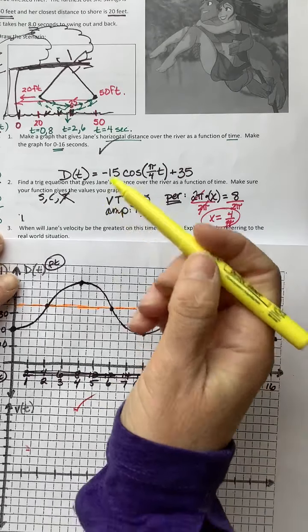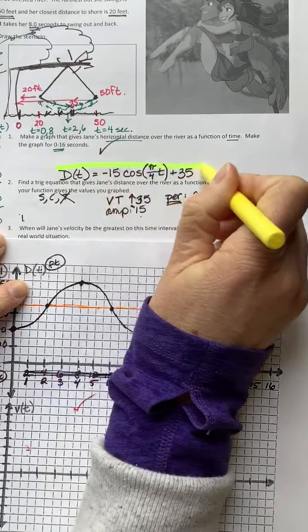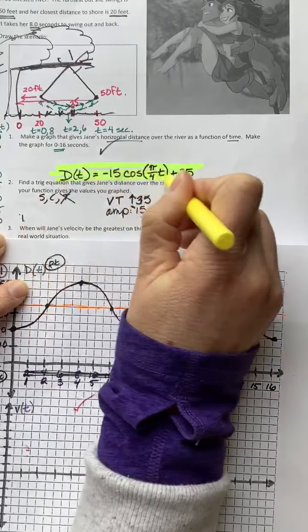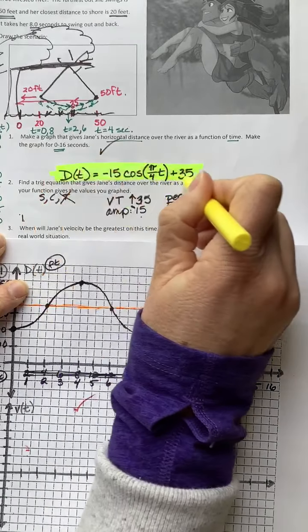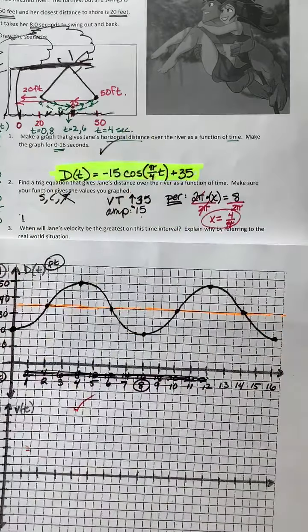Okay, so we've got our graph. We've built our function. It's kind of tricky building functions from graphs. You worked on a couple of those last week sometime. But there you go on that one. So that's number 1 and number 2.